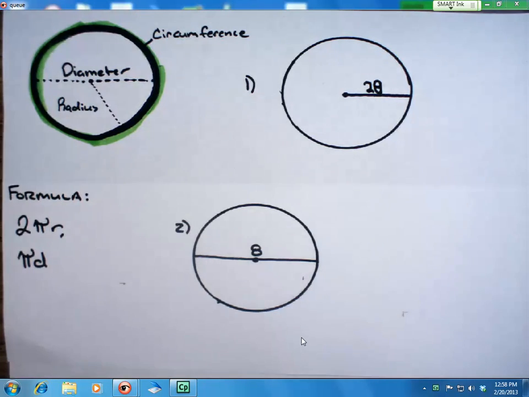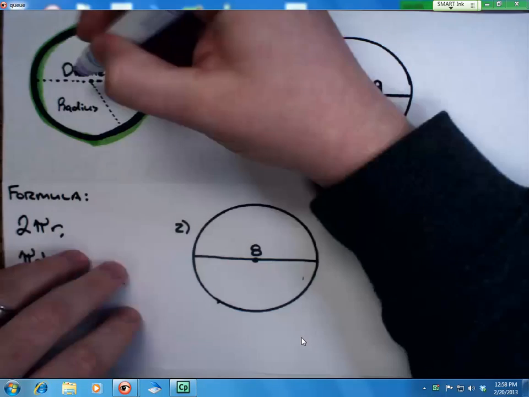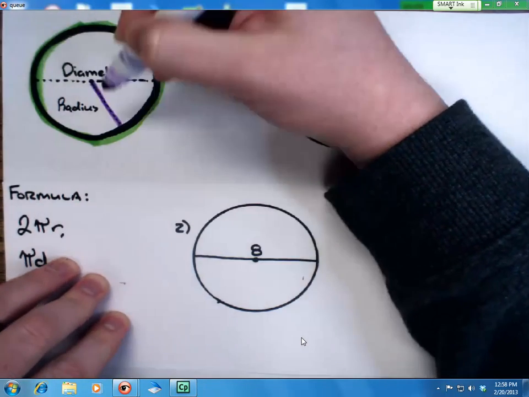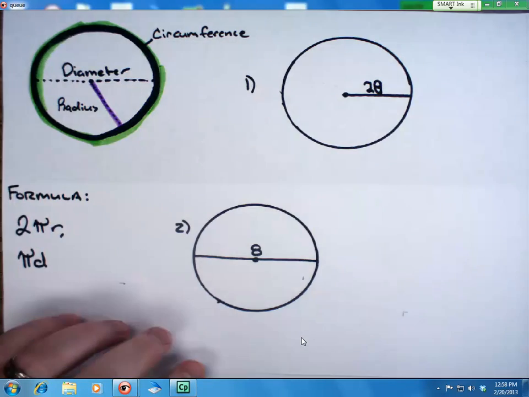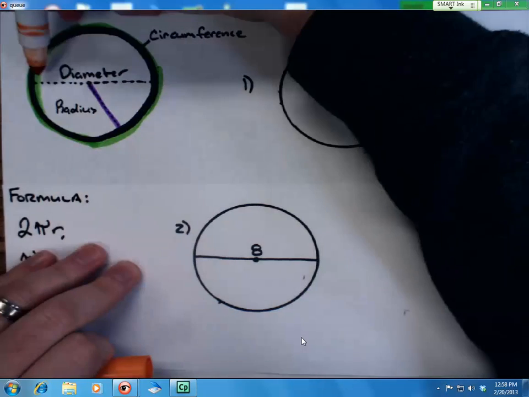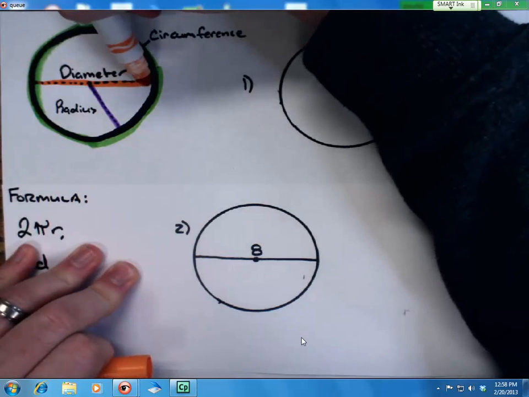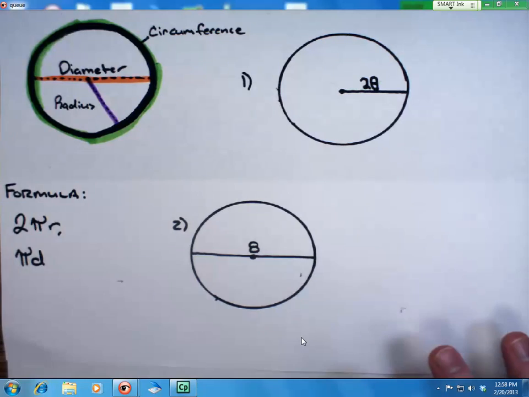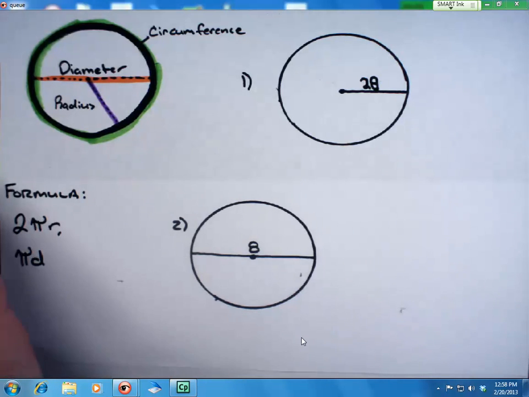Now, inside of this circle, I also have the radius drawn for you, which, remember, is the distance from the center of the circle to the outside. And I also have the diameter drawn for you, which goes from one side of the circle to the other through the center. Okay, and those are important because they are involved in my formula. So let's go ahead and talk about how we find the formula.